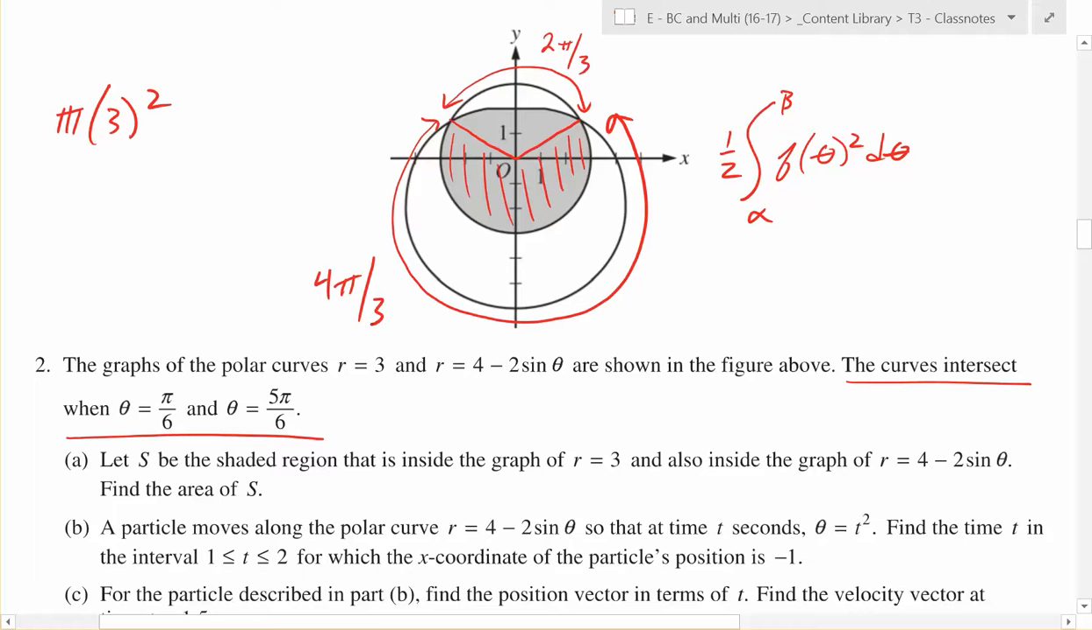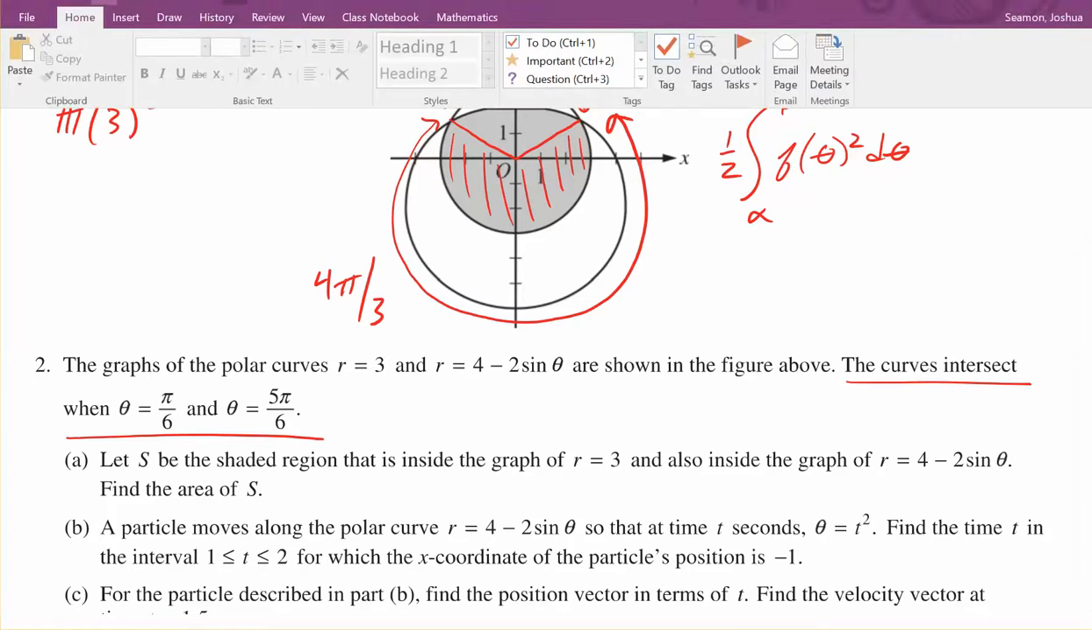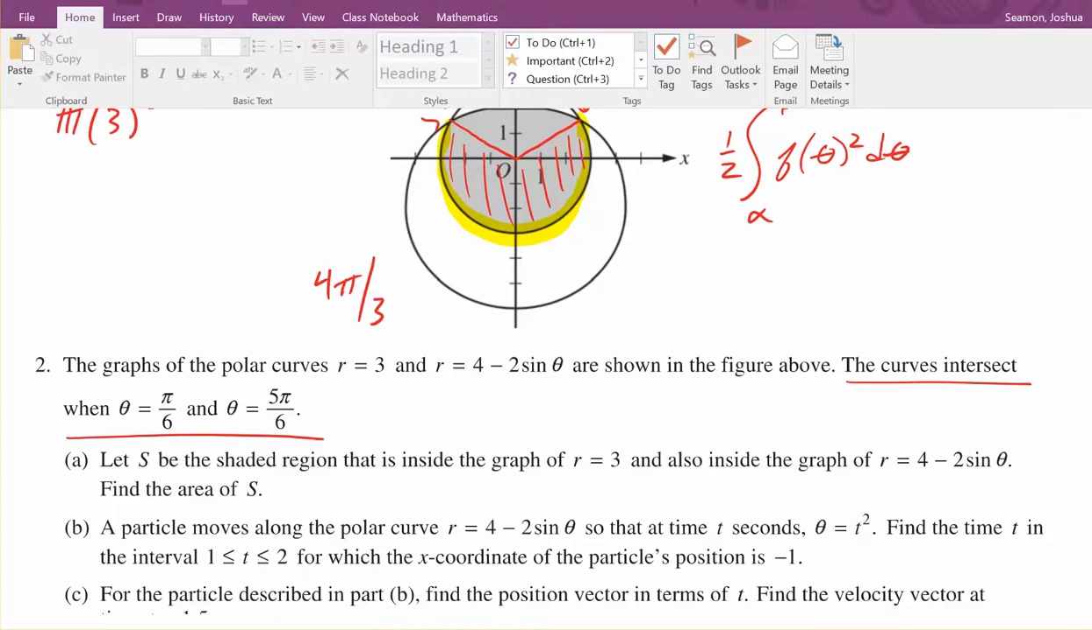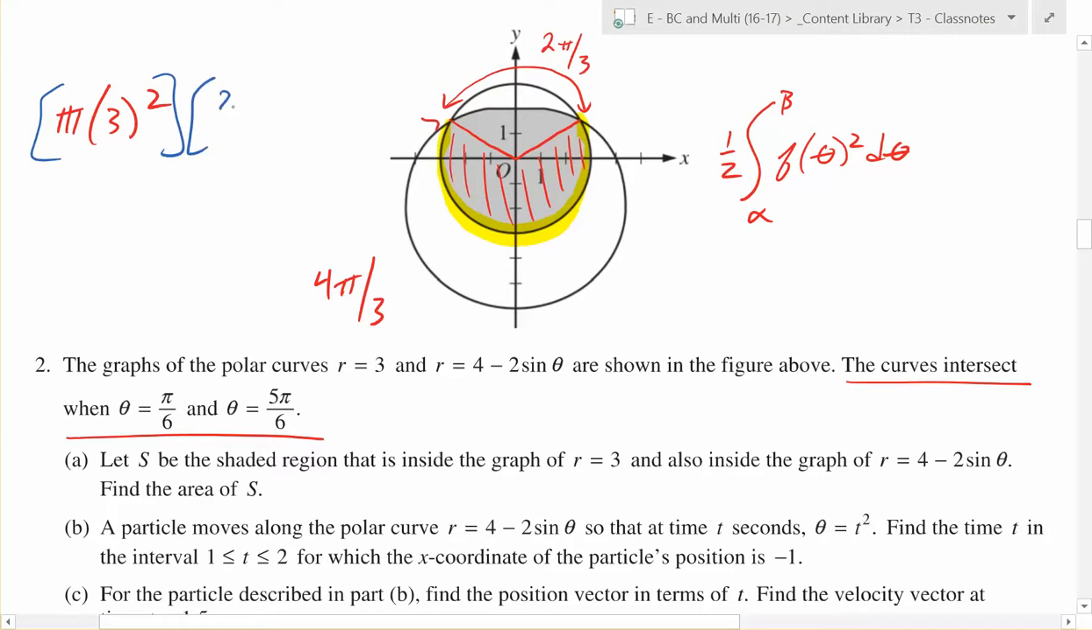I'm doing this so you can remember basic trig. How much of the circle is right there in yellow? What percentage of the circle is that? 4 pi over 3 out of 2 pi, 2/3 of the circle, right? So that red region right there is 2/3 of the whole thing. Right? So it's this times what? 2/3, right? So what is that? That's 9 pi times 2/3, which is what? 6 pi. So this right here is 6 pi, right?